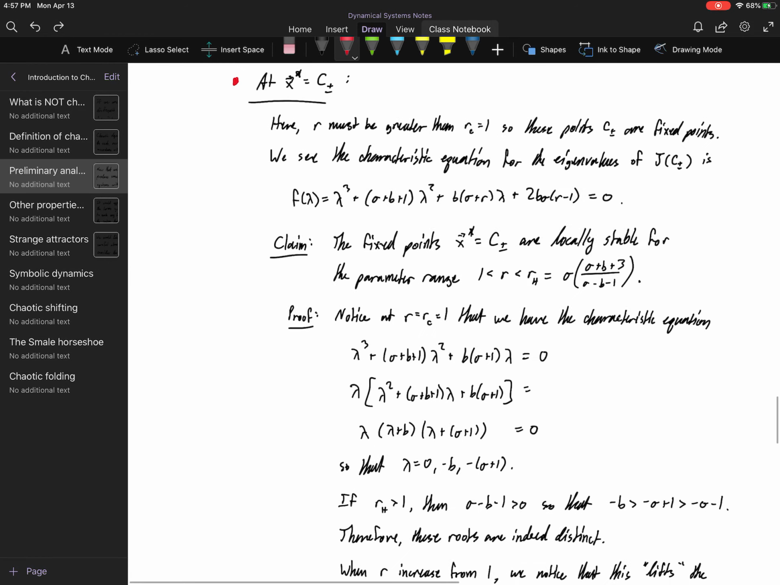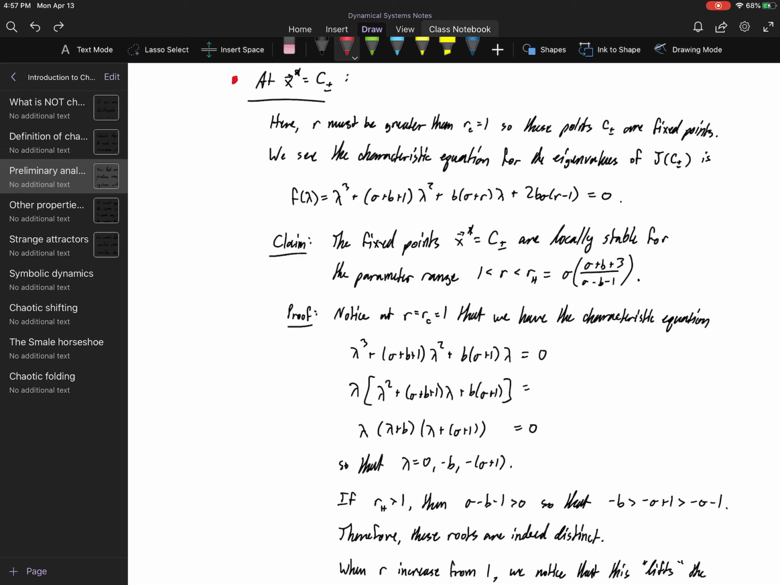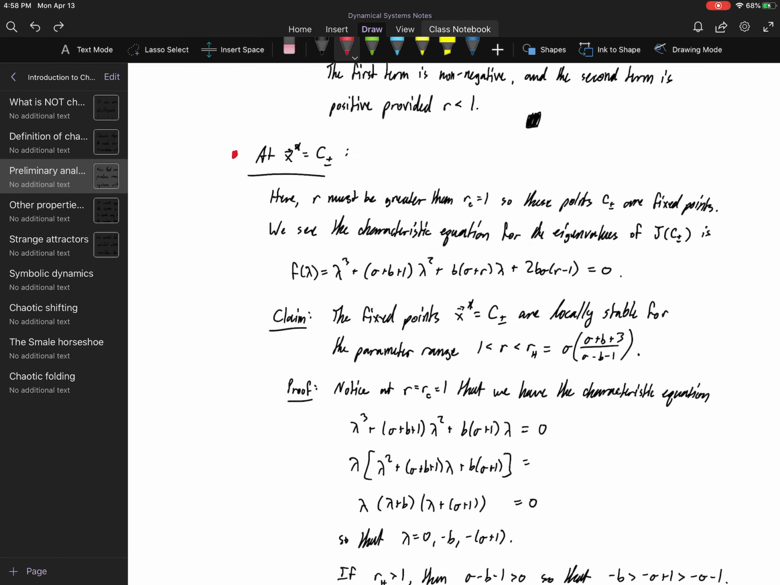Now, let's turn our attention to the C plus or minus points. So, r needs to be greater than the bifurcation parameter. It needs to be bigger than the critical point that we passed. So, r has to be bigger than 1 in order for these guys to even exist as fixed points. And when we take a look at the characteristic equation, not just the polynomial for the Jacobian, we wind up with exactly the same characteristic polynomial. And this characteristic polynomial I will go ahead and name f, just for the heck of it.